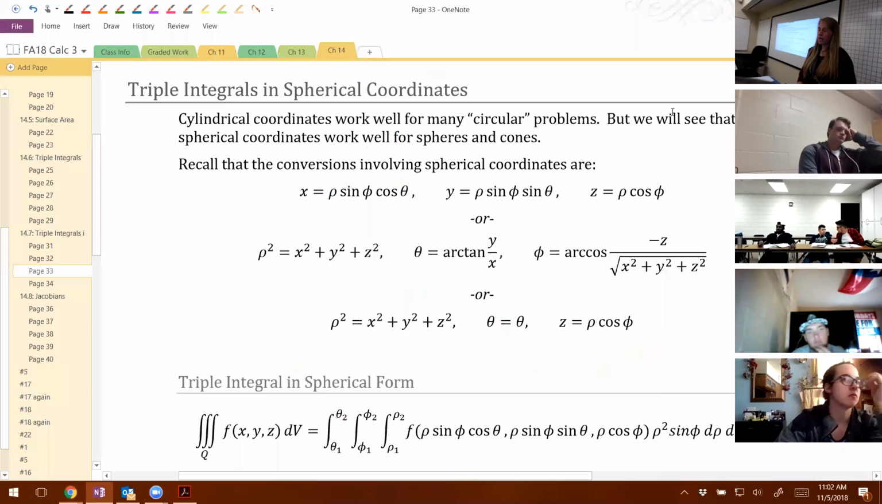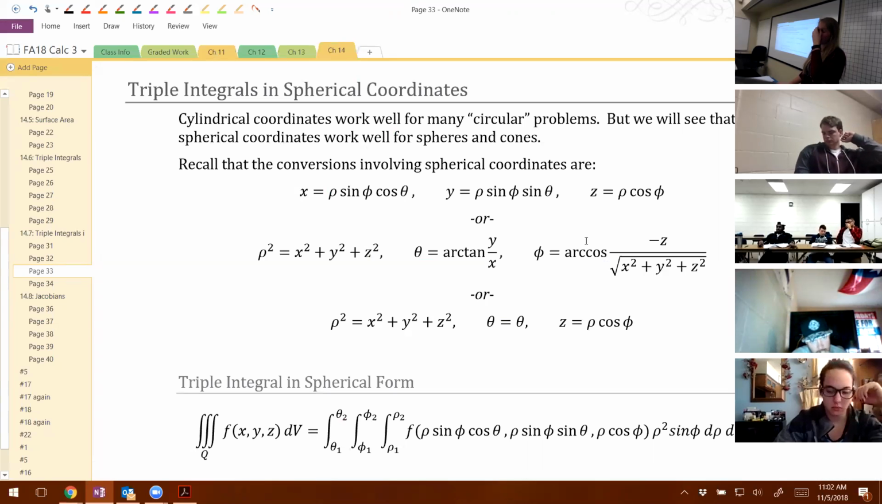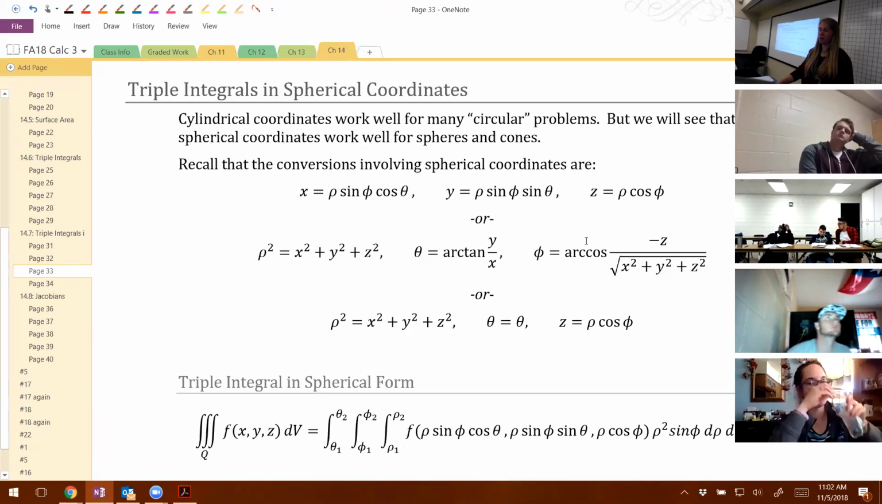These coordinates work out well when we have a spherical shape, like a sphere. Cones are also really easy to represent in spherical coordinates. If you're working with something like that, these coordinates work out a little better. We haven't worked with them as much, so they're a little clunkier to deal with, just because we don't have as much practice with them. But in some cases, they are going to make the math easier.